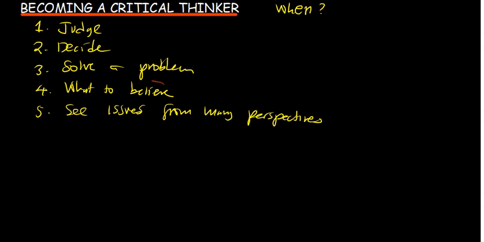If you want to know who to believe, what to believe, make sure you think critically. Get all the available truths. Make sure that all the proof is there for you to believe. And also, when you want to see an issue from many perspectives, you want to look at this point, you get to think critically. So this is when critical thinking is needed.